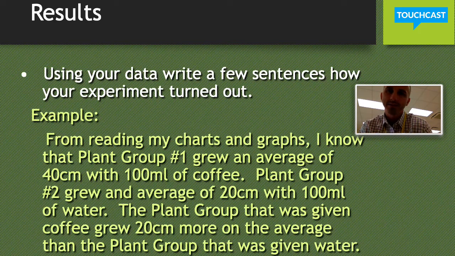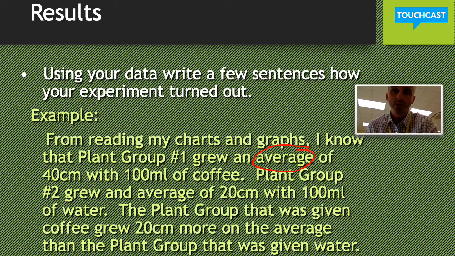And this one doesn't follow the results that I showed you in part 6, which is the charts and the graphs, but you're going to look at some keywords. So looking at the example here, it says, from reading my charts and graphs, I know that plant group A grew an average, and we'll circle that word, of 40 centimeters with 100 milliliters of coffee.